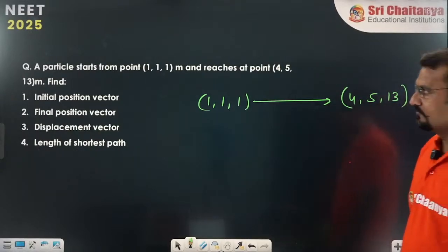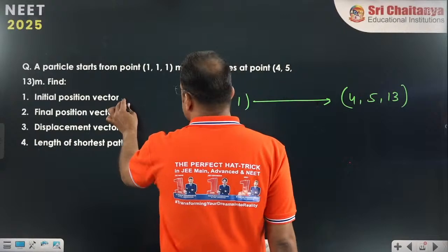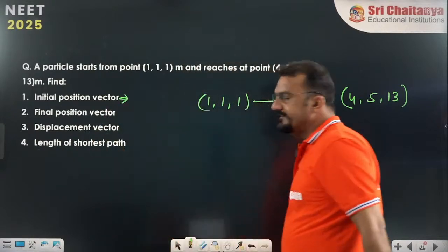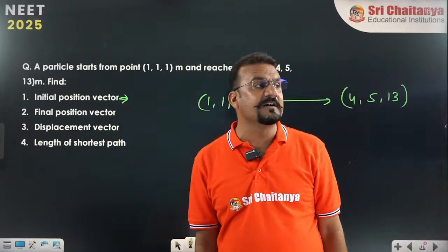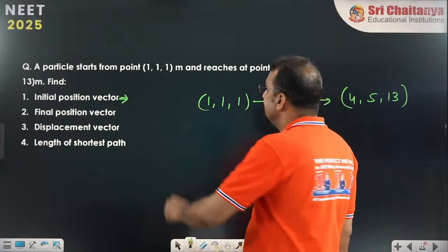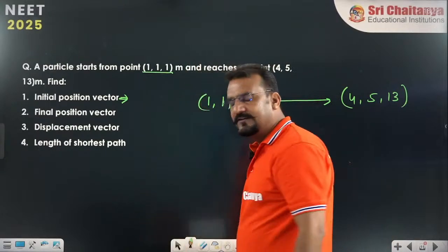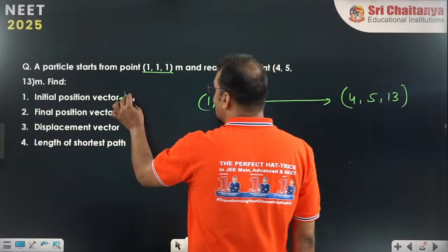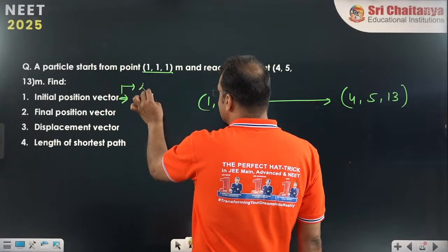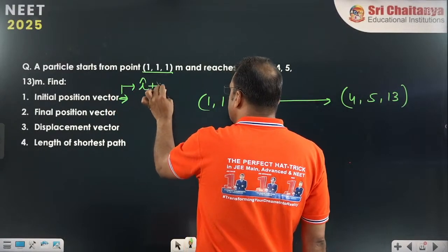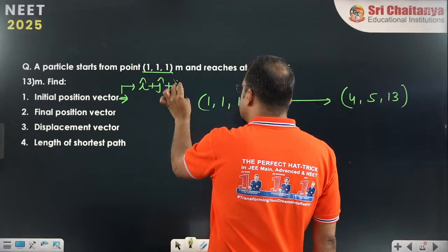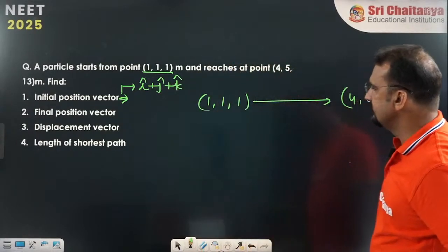Very important, dear student. The first question he is asking: what is the initial position vector? Initially, what was the position of the object? How to write (1, 1, 1)? See, now you should know the language of vectors. So this is i cap plus j cap plus k cap. This is the initial position.